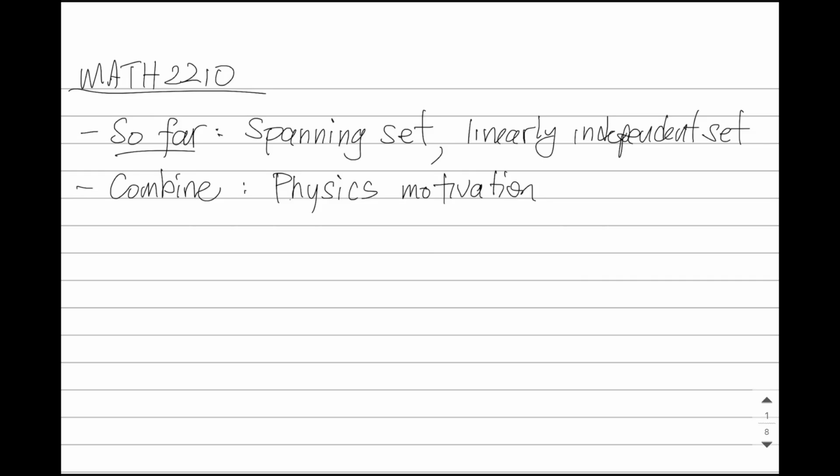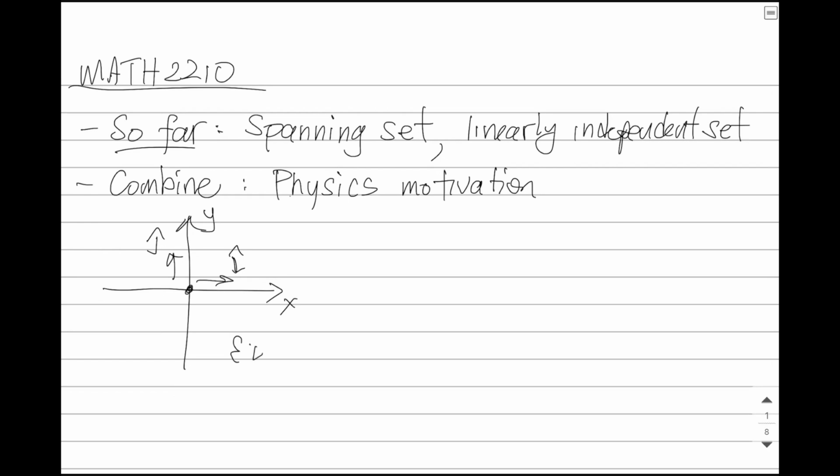So far, we've talked about the concepts of a spanning set and a linearly independent set. We're going to combine these two. Most of you have taken a physics class, and when you work on problems in 2D, you often use these vectors, i and j, to represent every other vector.